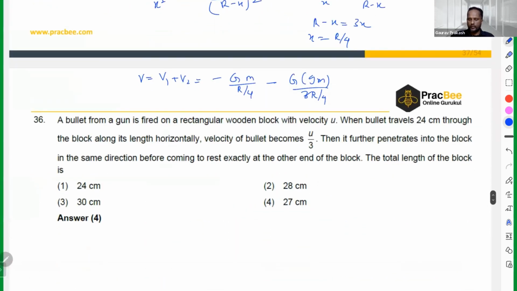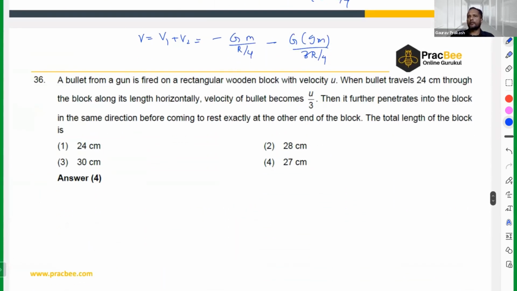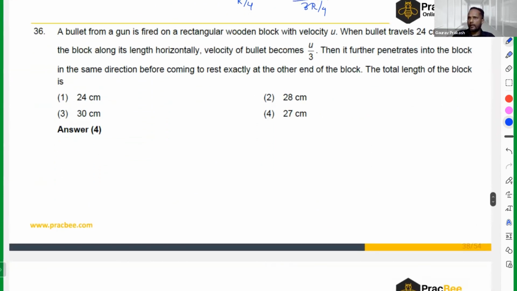Now let's move to the 36th question. A bullet from a gun is fired at a rectangular wooden block. So that is kinematics and some form of Newton's laws of motion also. If I have a block, if it enters with a velocity u, it becomes u dash at a distance of 24 centimeter, and the velocity u dash is u by 3.